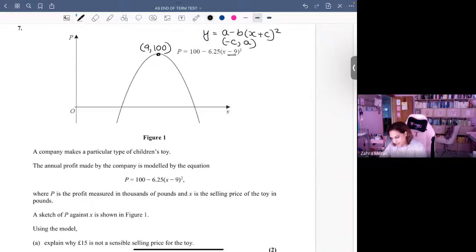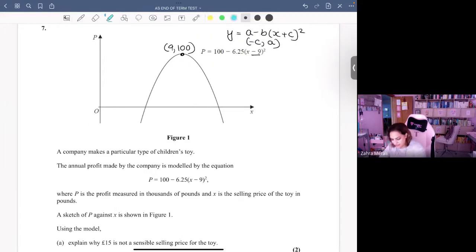Right, so let's look at what P and X are all about. P is profit, and it's measured in thousands of pounds. X is selling price, and it's in pounds. So that thousands of pounds is quite important, and now actually makes a bit of sense, because the company is not going to just want to make £100 as a maximum. It's 100,000. Makes a bit more sense.